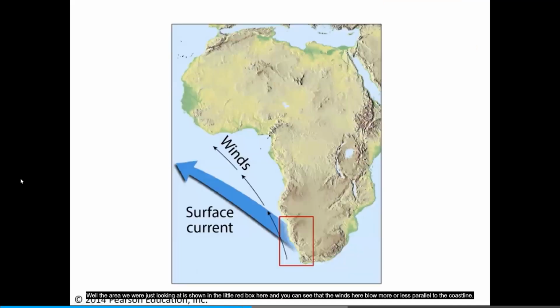So what's up with that? Well, the area we were just looking at is shown in the little red box here. And you can see that the winds here blow more or less parallel to the coastline. Now, because of the Coriolis effect in the southern hemisphere, there's a deflection towards the left. So the surface currents that are generated by those winds aren't actually parallel to the winds. They're a little bit left of the direction the wind is blowing. So you get this surface current, which is basically pulling away from the coast at this location.